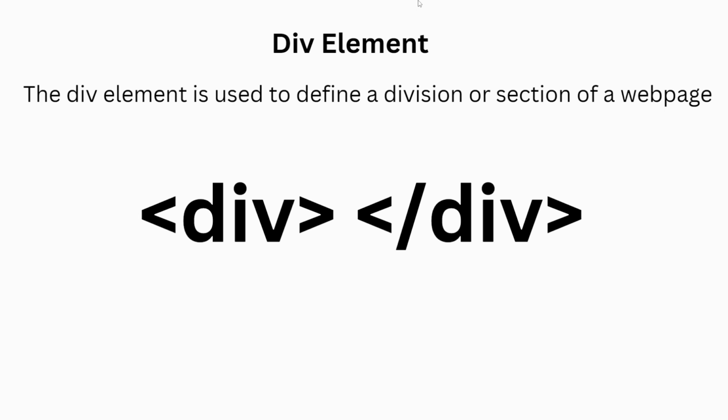The div element is used to define a division or a section of a web page. When building your web page, you will need to group content into sections. The div element helps you to divide or group your web content into sections.